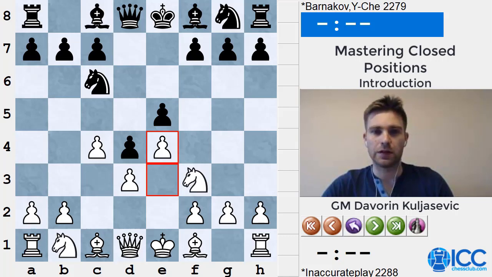But definitely we still need to pay attention. Even if such a position arises, we still have to pay attention to all the ways that the position can open up with the pawn breaks.